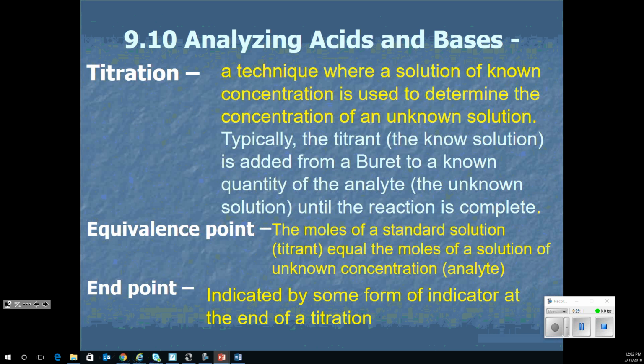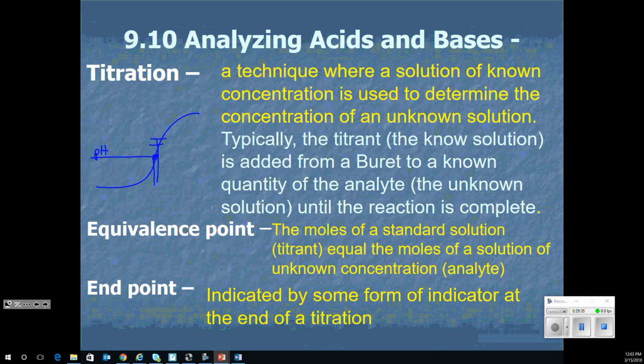It might not be the exact same as the equivalence point, because if my equivalence point doesn't go in that sharp up curve, so here's my pH of 7, and maybe my indicator like phenolphthalein changed right here, it's off just a little bit. Does that make sense?